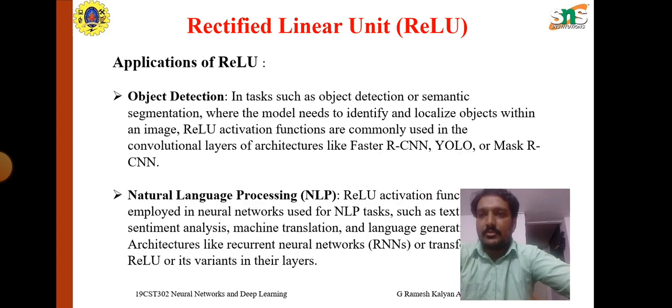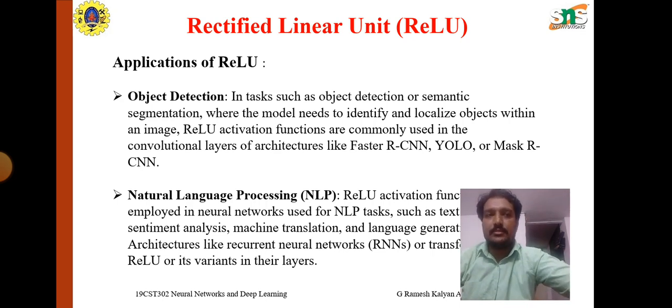The next application is object detection. In tasks such as object detection or semantic segmentation, the model needs to identify and localize objects within an image. Rectified linear unit activation functions are commonly used in the convolution layers of architectures like Faster R-CNN, YOLO, an improved version of this, YOLOv8, or Mask R-CNN. So this is all about object detection.